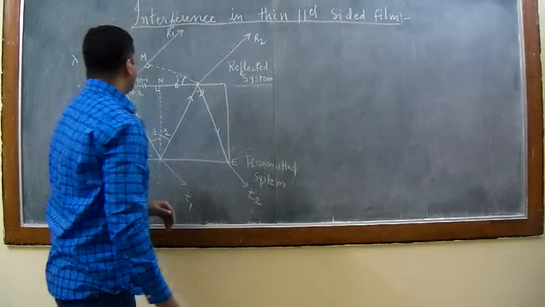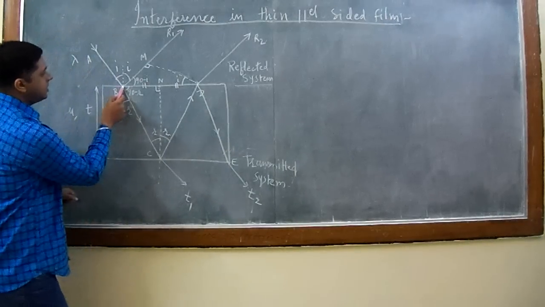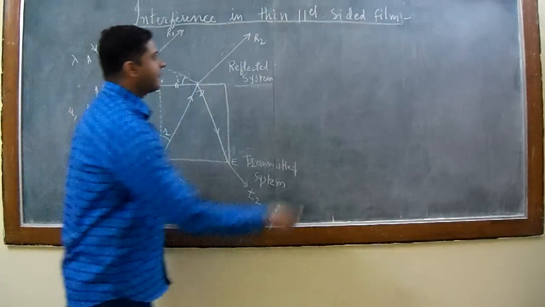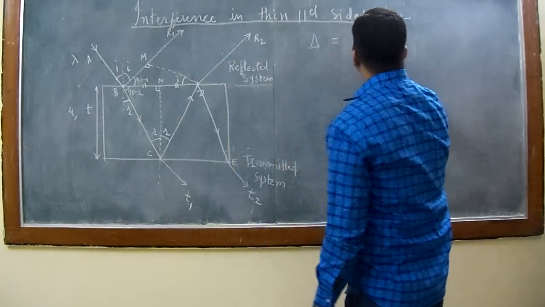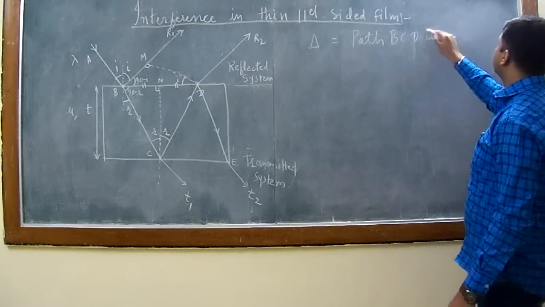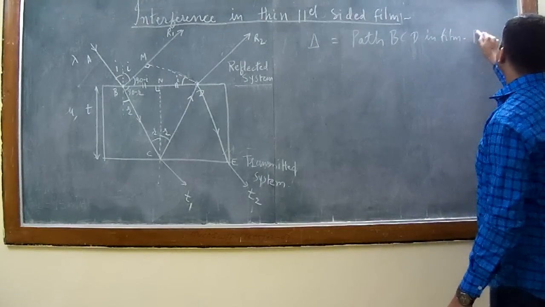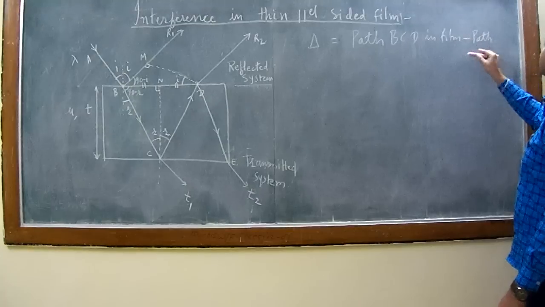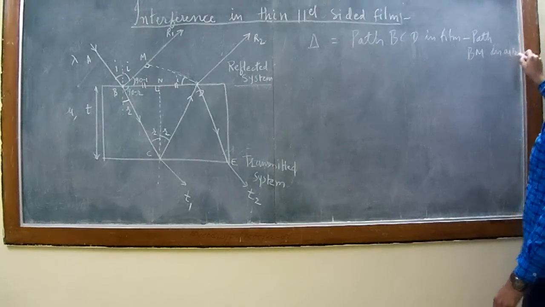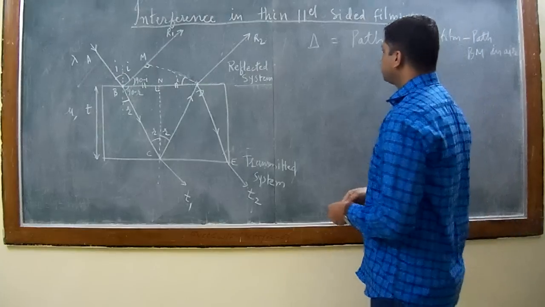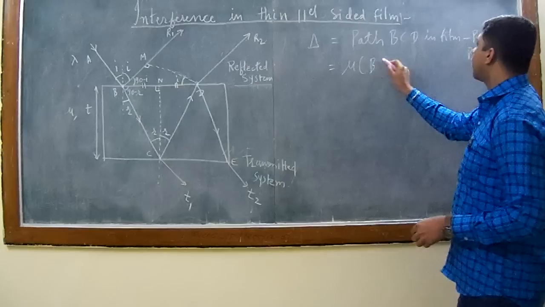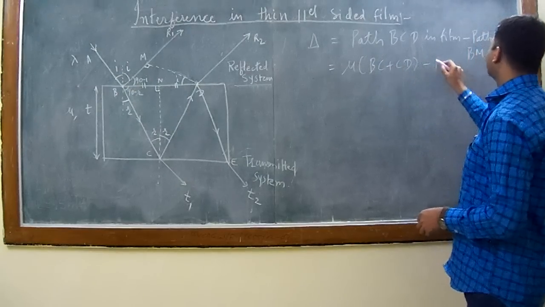will be the same. So the optical path difference between these rays is path BCD in film minus path BM in air. So optical path difference delta is nothing but path BCD in film minus path BM in air. Hence path BCD is nothing but mu into BC plus CD, minus BM.